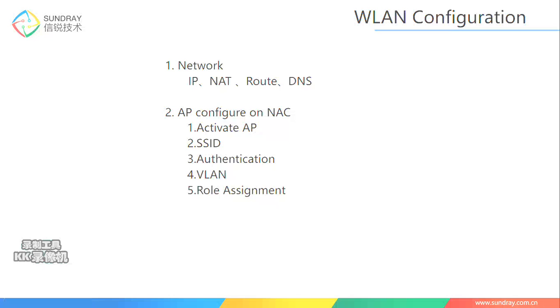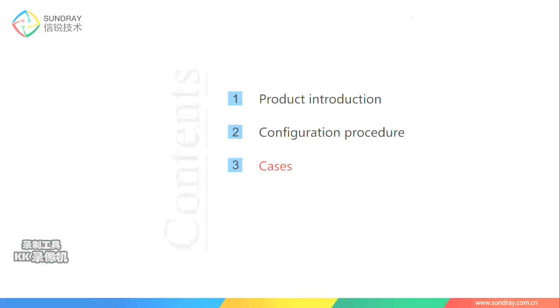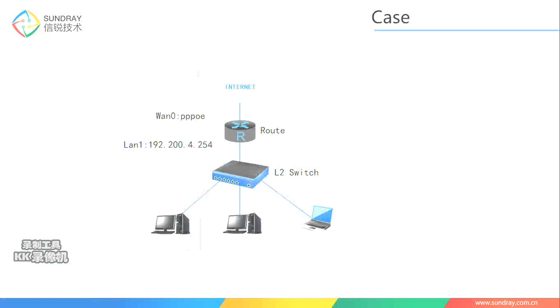Okay, so here is the case about setting up the network. This is the existing network. We have the router using PPPoE connecting to the internet, and the LAN gateway is 4.254, and there is a layer 2 switch.